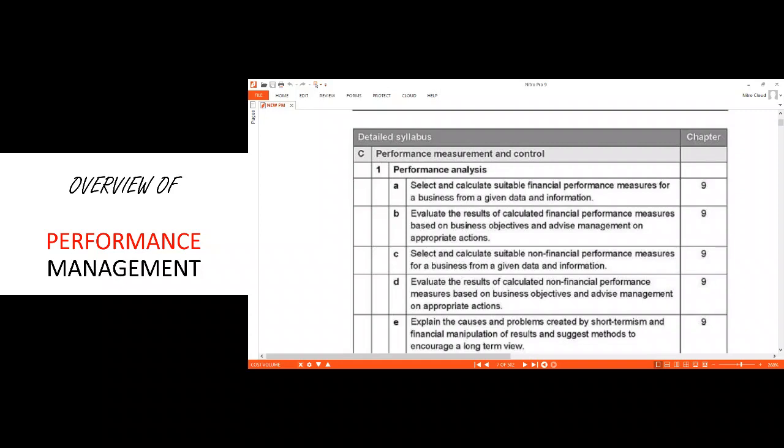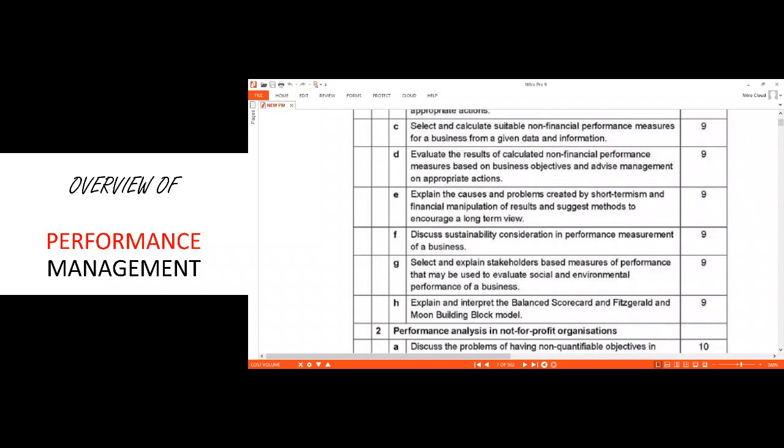We are going to select and use some suitable non-financial performance measurements. We are going to evaluate the result of calculated non-financial performance. Just as we have financial performance, we are going to measure them based on business objectives, the KPIs and the like. We are going to explain to ourselves the causes and the problems created by short-termism and financial manipulation of results and how it affects our budgetary control and profitability.